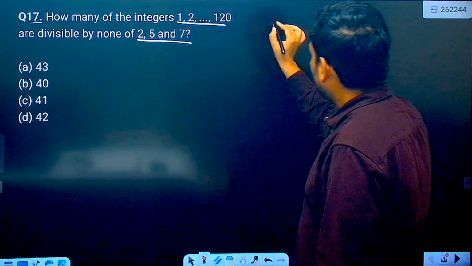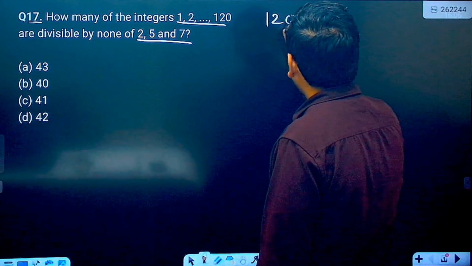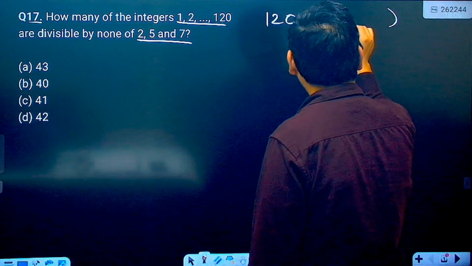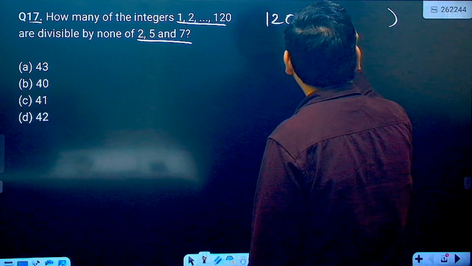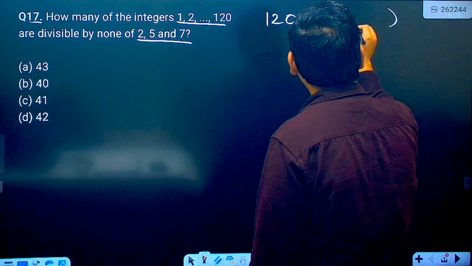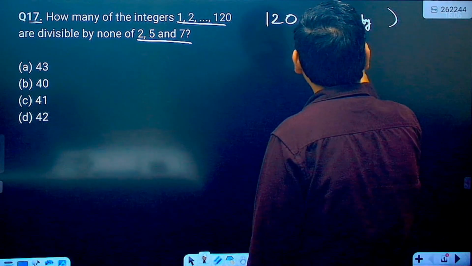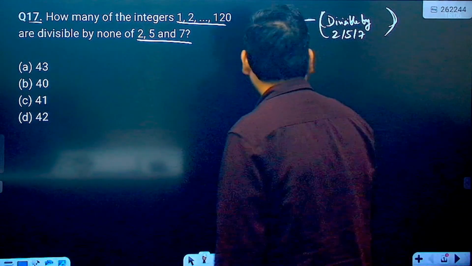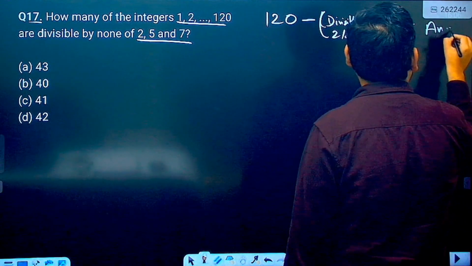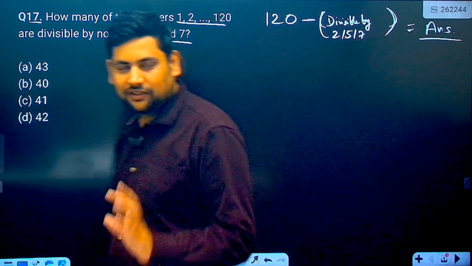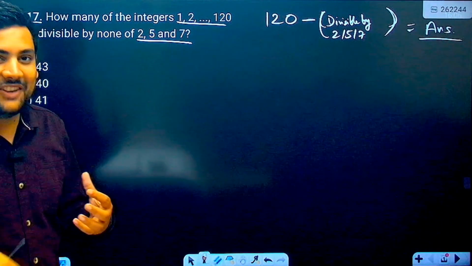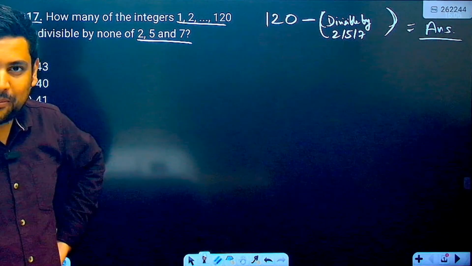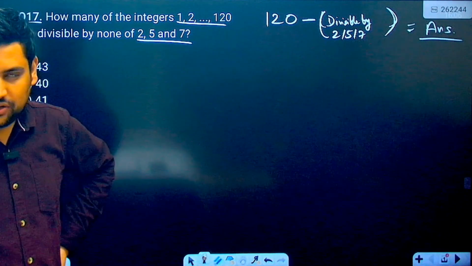Now, if I want to eliminate, so in total there are 120 numbers. Now, how much I should subtract? This I can call as divisible by 2 or 5 or 7. These numbers I want to eliminate, and this will be my final answer. Can you at least feel this? Okay. So 120 minus divisible by 2, 5 or 7 should be your answer.